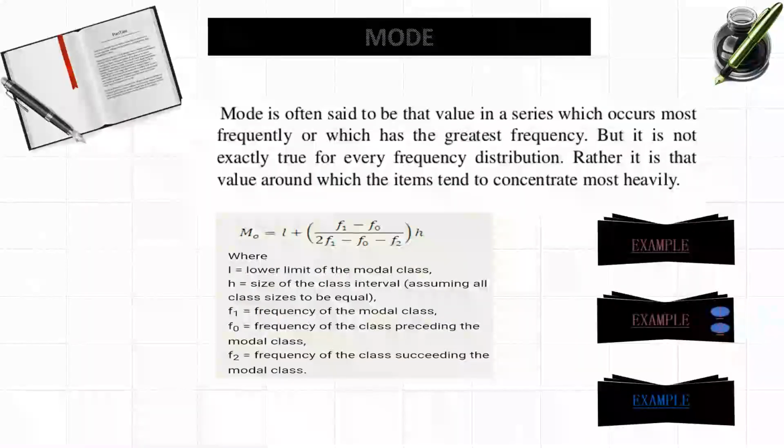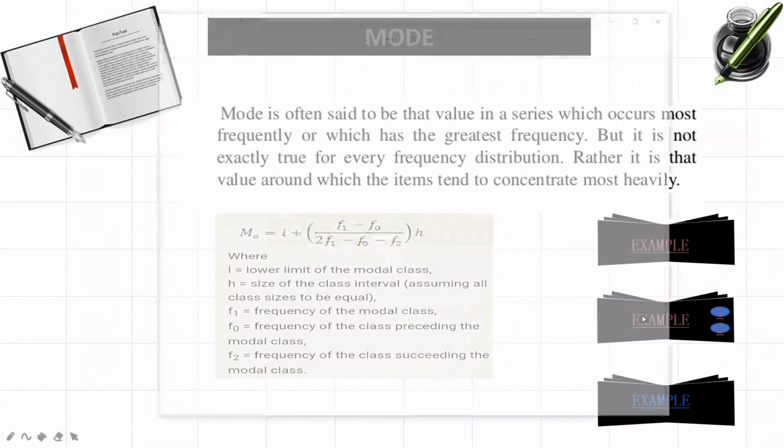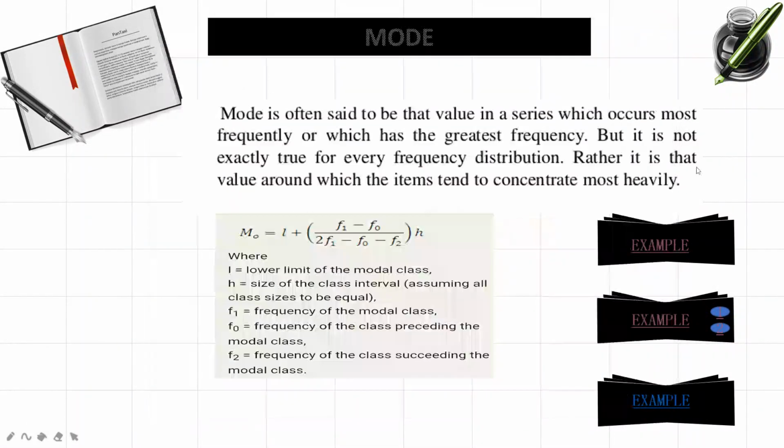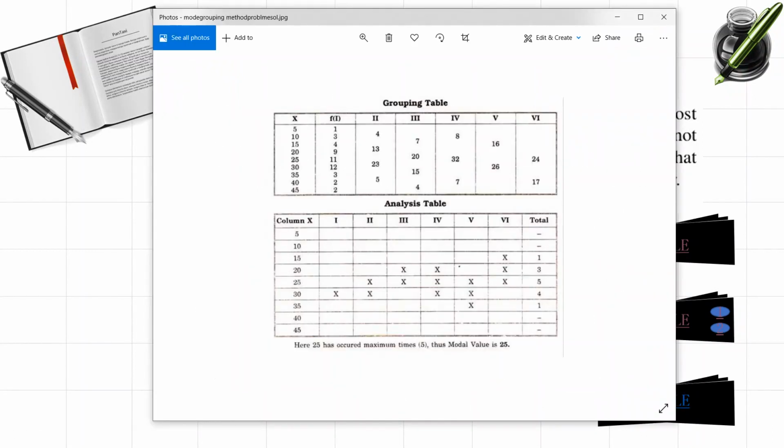We have one more method to find the mode, which is grouping method. Here is the data. For this data, now I am going to find the mode value. For grouping method, we need two tables: one is grouping table and the other is analysis table. Grouping table consists of 6 columns. Now I am going to explain how to find these 6 columns step by step.